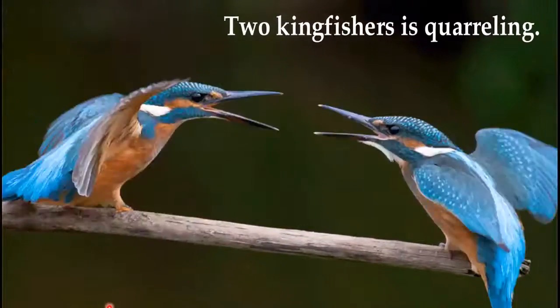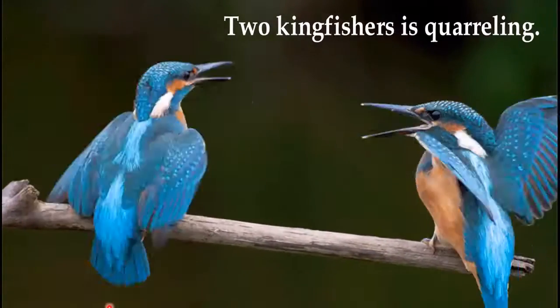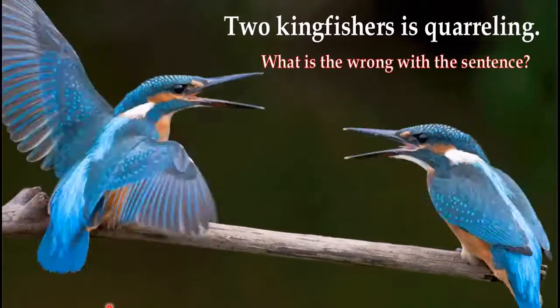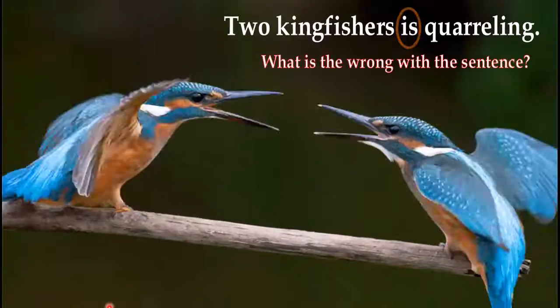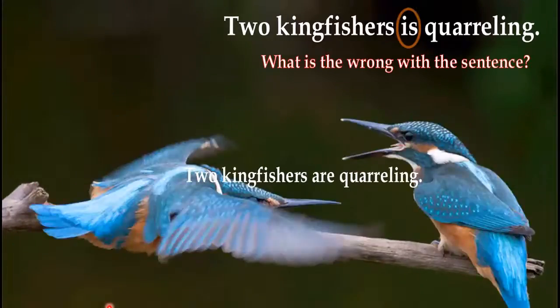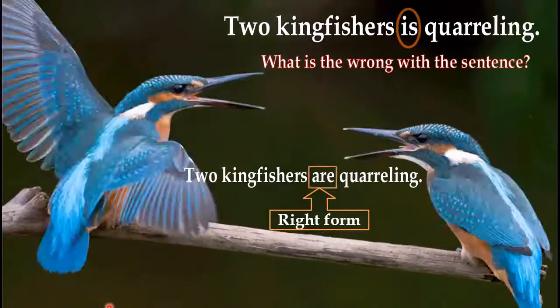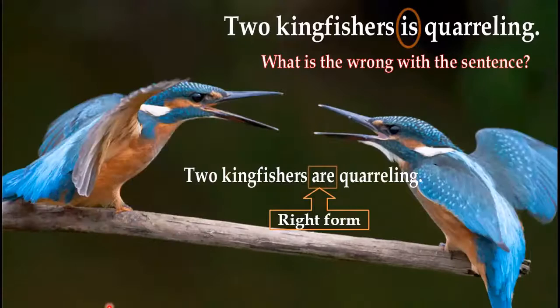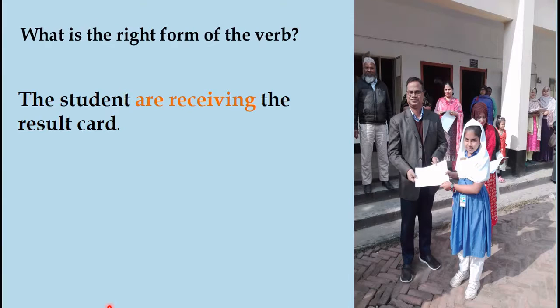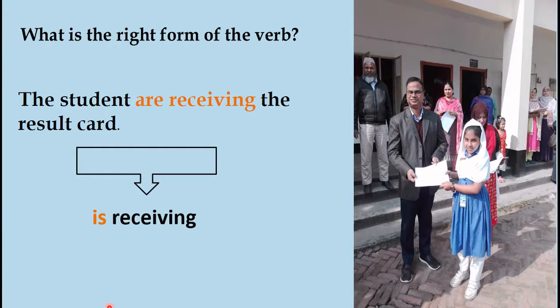Two kingfishers is quarreling. What is the wrong in the sentence? Is. Two kingfishers are quarreling. Right form: are. The students are receiving the result cards. What is the right form of the verb? Is receiving.